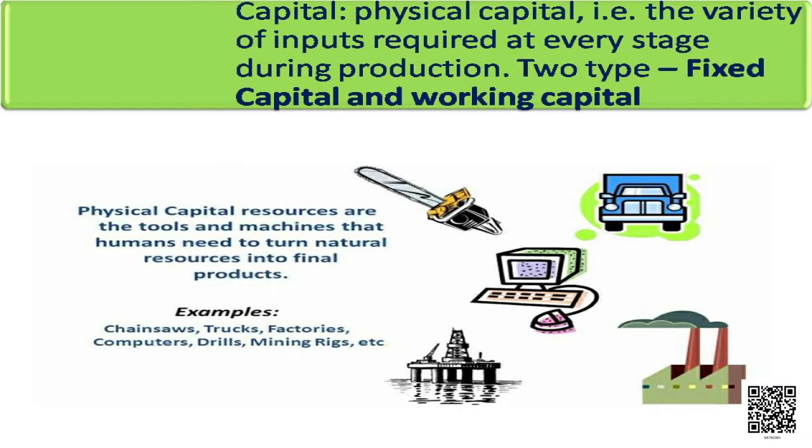See, through the pictures you can understand. Here, physical capital, you can see the photographs of that. Physical capital resources are the tools and the machines that humans need to turn natural resources into final products. Definitely we may have natural resources, but if we don't have this capital, then we can't turn them into a resource or a finished product.